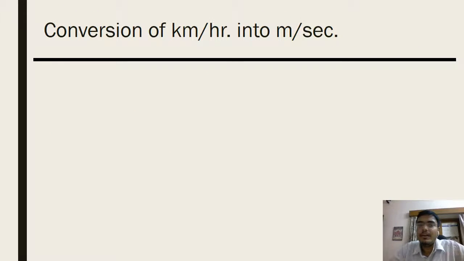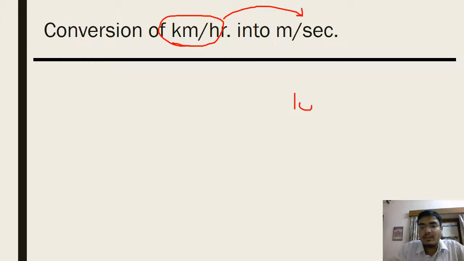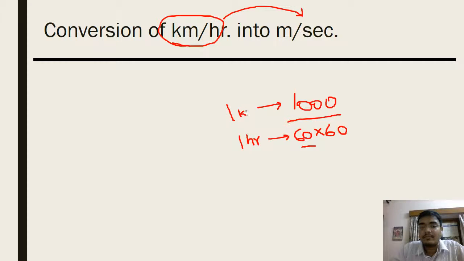Many a times we would be required to convert kilometers per hour into meters per second or vice versa. Let us see how to convert kilometers per hour into meters per second. In 1 kilometer we have 1000 meters, and we divide it by hours. In 1 hour, how many seconds do we have? We have 60 minutes in an hour, and in each minute we have 60 seconds. So 60 into 60 is the number of seconds in 1 hour, and these are the number of meters in 1 kilometer. So we have converted it into meters per second.